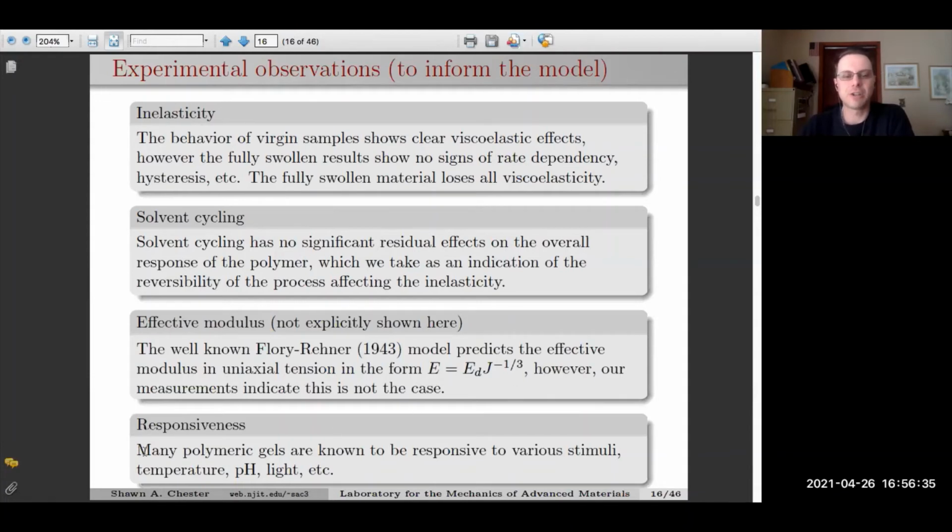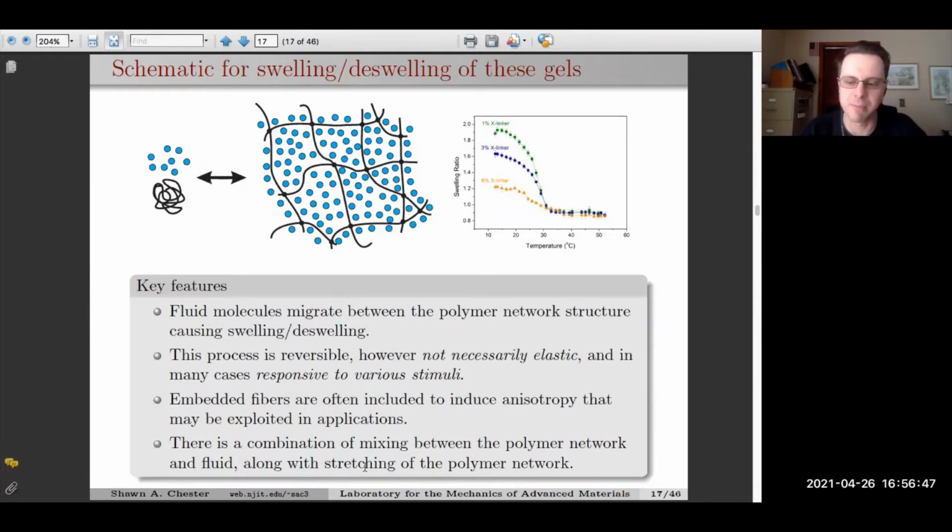And as I tried to show at the beginning, many of these materials are responsive to stimuli, be it the temperature, pH, and so on. So this is what then leads us towards the model that we're going to create now. So I start with my little cartoon picture of this, what's going on in here. So if I start all the way in the top left, I've got my dry polymer network. It's tight, it's compact, and I've got these blue fluid or solvent molecules. And when they interact with each other, the arrow now goes both ways because we can swell, we can deswell.